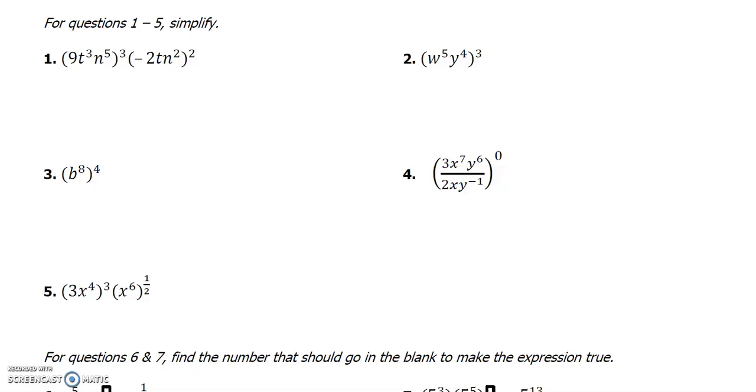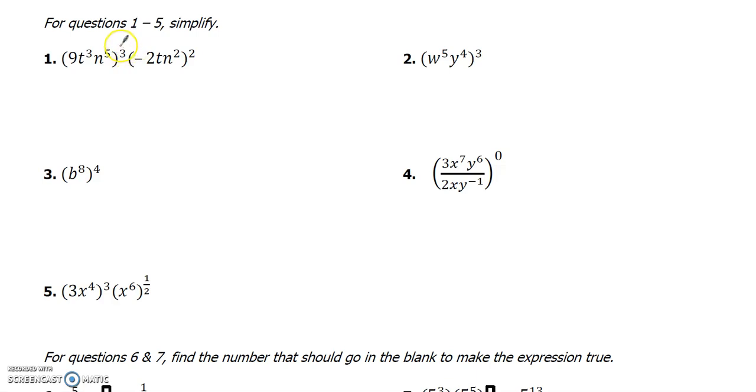Okay, today we're going to go over the Unit 7 review, questions number 1 through 5. They're just asking us to simplify. So we have all of our exponents. So this first one, I'm going to ignore the second one for a moment. Look at the first one.